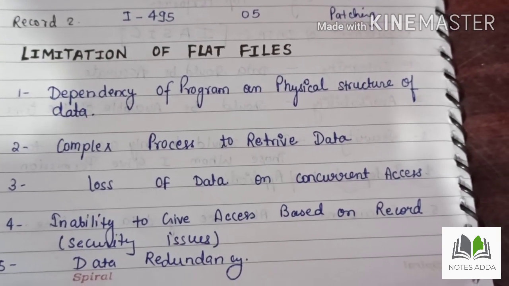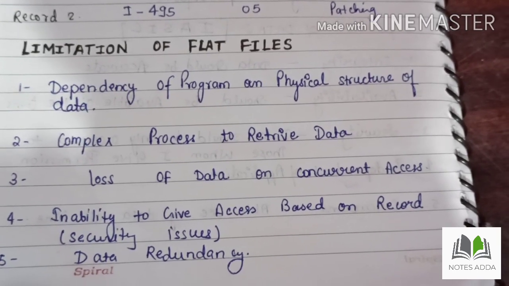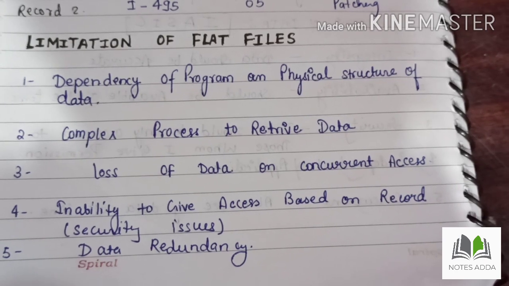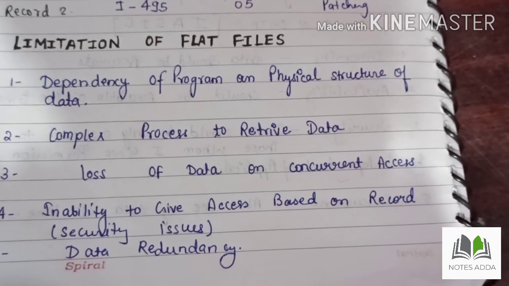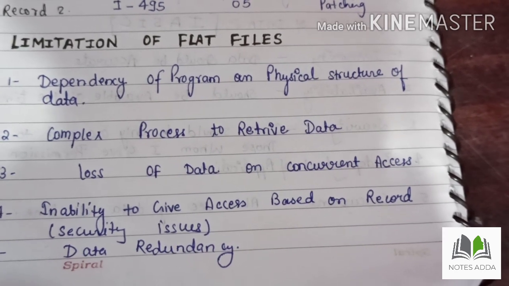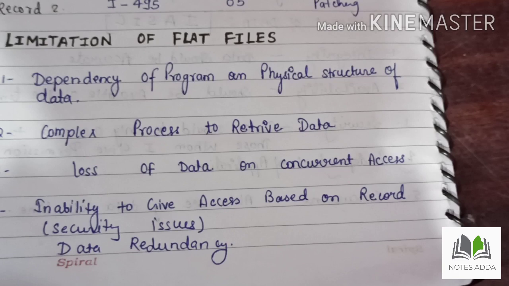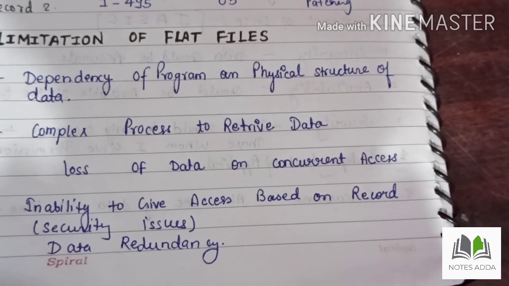Complex process to retrieve data. Data retrieval is very complex in flat files. Loss of data on concurrent access. If we access our data at the same time when the data is being used, then there will be a loss of data.